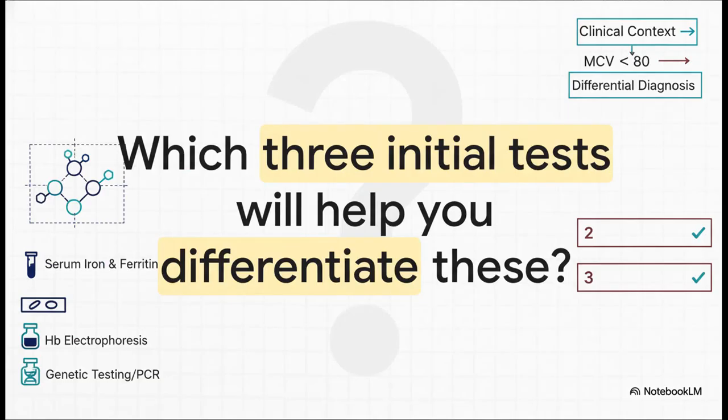So let's wrap this all up. When you're in the clinic and you see that lab report with an MCV less than 80, I want you to think back to that hemoglobin blueprint. Think about the raw materials, the blueprints, and the assembly line. Based on everything we just covered, what are those first few tests you're going to order to start sorting this out? Think about it. We'll see you next time.